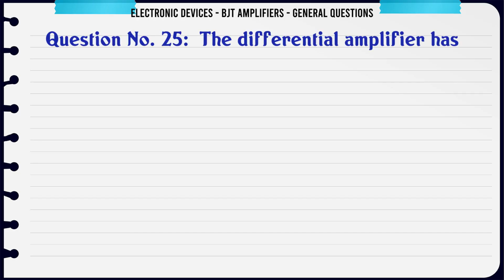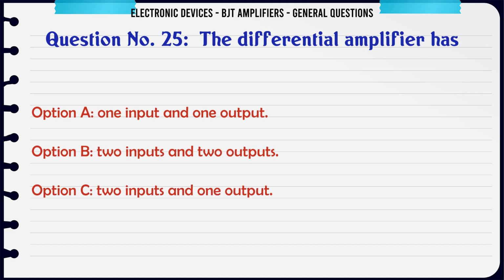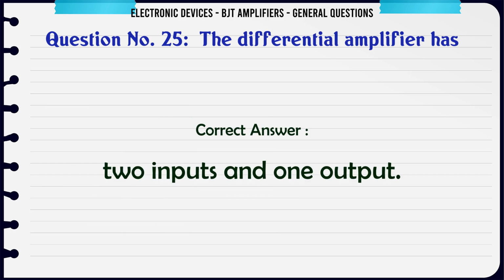The differential amplifier has A. 1 input and 1 output. B. 2 inputs and 2 outputs. C. 2 inputs and 1 output. D. 1 input and 2 outputs. The correct answer is 2 inputs and 1 output.